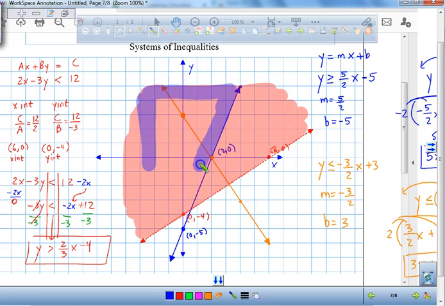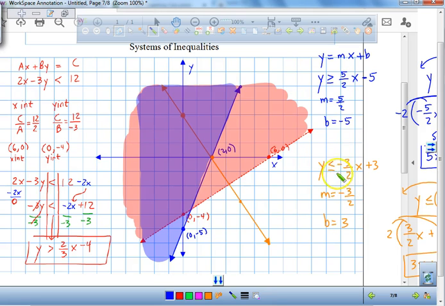Please don't mess up, board. Please don't mess up. There we go. All right, so everything above it is shaded. Okay? All right, there we go.